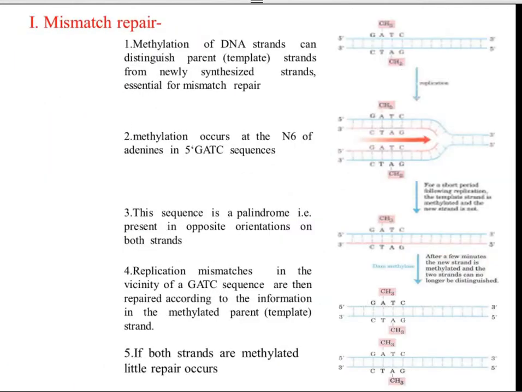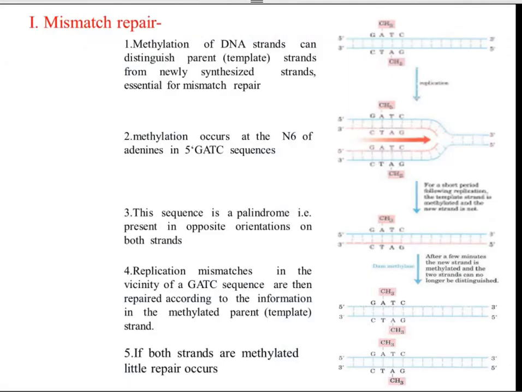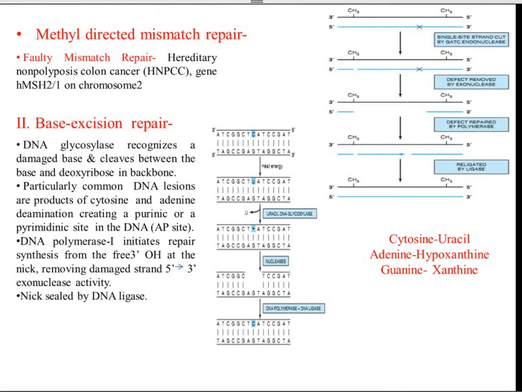The fourth one was double strand breaks, which can be because of exposure to ionizing radiation, chemotherapy, or oxidative free radicals. Now this process is a little complicated. So I have already repeated the major steps to you. See, the proteins involved are a two protein and a.